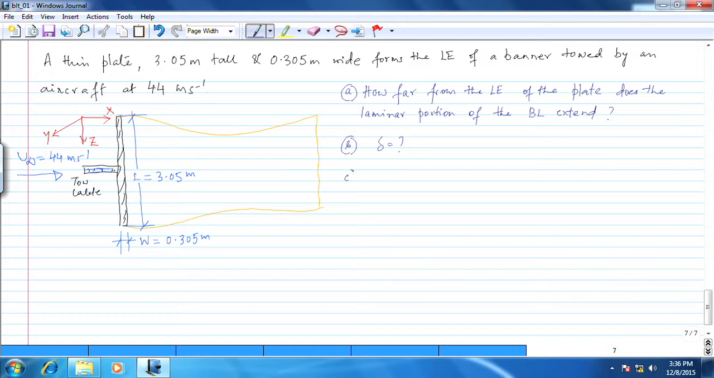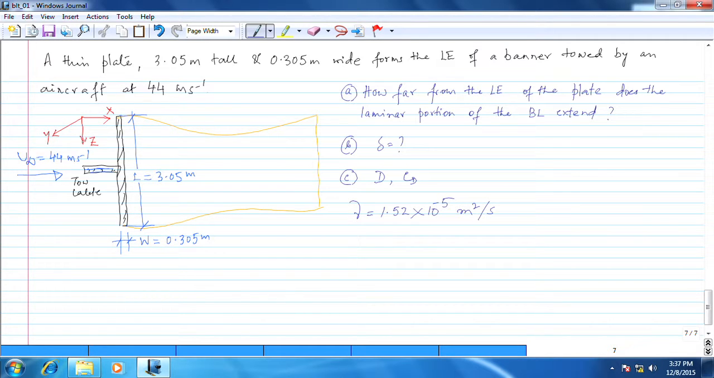So, I am just going to write that, okay, what is delta? And number C is, find the drag force on the plate contributed by the boundary layer and the corresponding drag coefficient. So, basically find the drag and the CD. The kinematic viscosity is given, which is 1.52 per second. Okay, so that's basically what we are looking at.